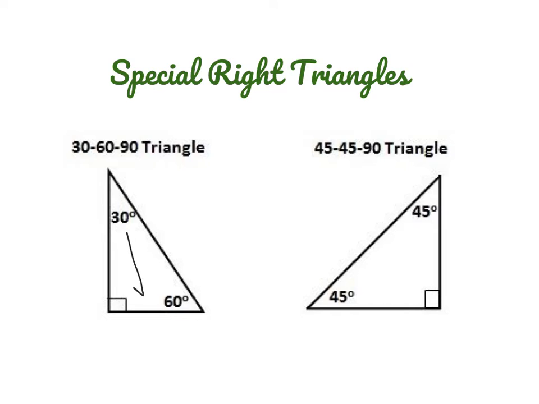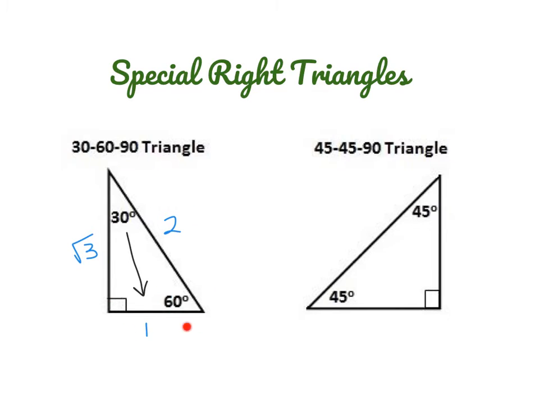Across from the 30-degree angle, we'll put 1. Across from the 90-degree angle, so the hypotenuse, we'll put 2. And across from the 60-degree angle is root 3. So this is always going to be the relationship between the 3 sides of a 30, 60, 90 triangle. The hypotenuse is always going to be double the length of your shortest side. And the leg that's across from 60 is always going to be your shortest side times root 3.